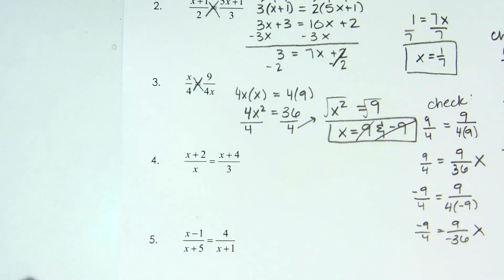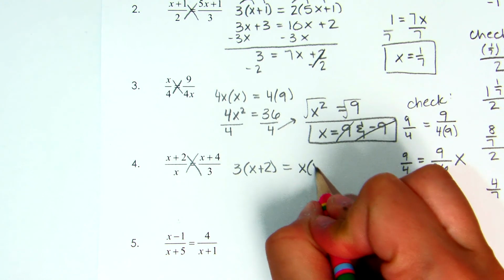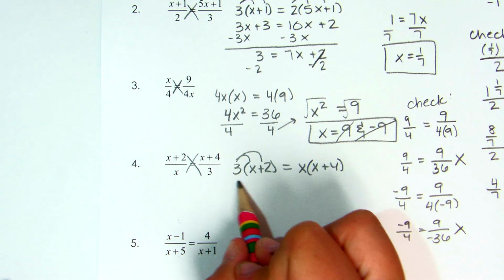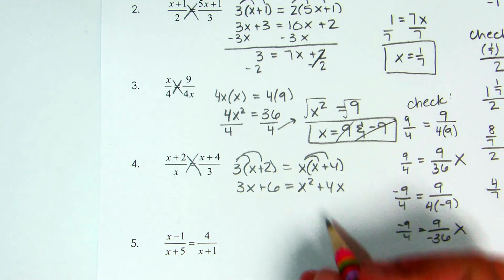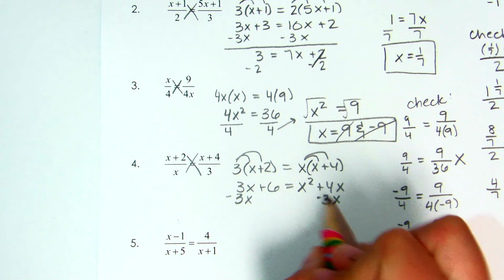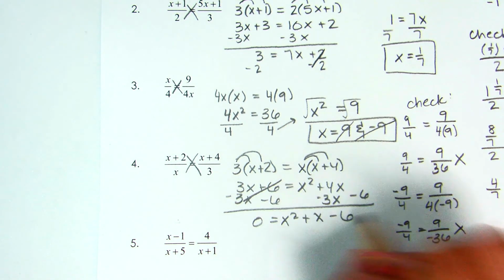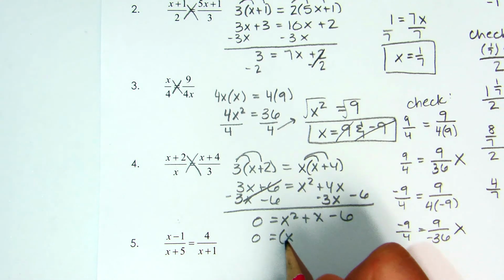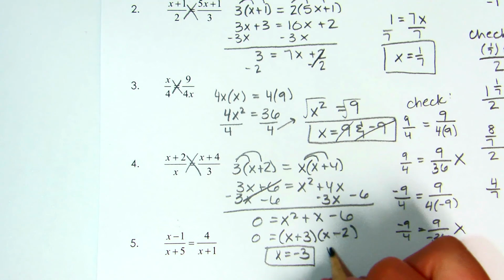So on to number 4. Cross multiply. 3 times x plus 2 equals x times x plus 4. Distribute. 3x plus 6. Distribute, so it equals x squared plus 4x. Now if I have x squared and I have x, I have to get everything on one side so that it's set equal to 0, because I'm going to have to factor. So I'm going to have to subtract 3x and subtract 6. So I have 0 equals x squared plus x minus 6. So if I factor, I have x plus 3 times x minus 2. So x equals negative 3 and x equals positive 2.